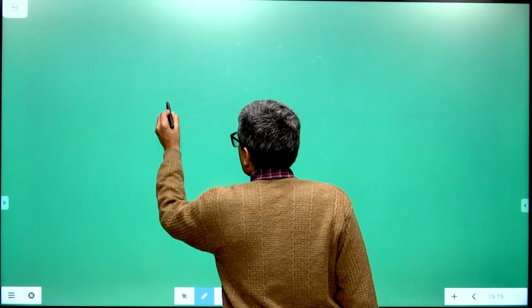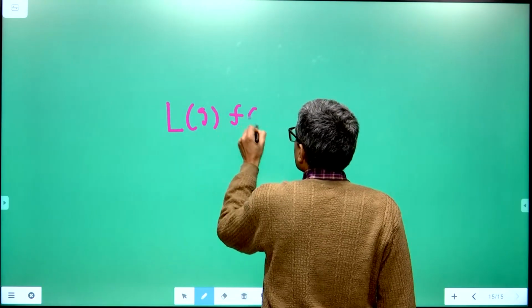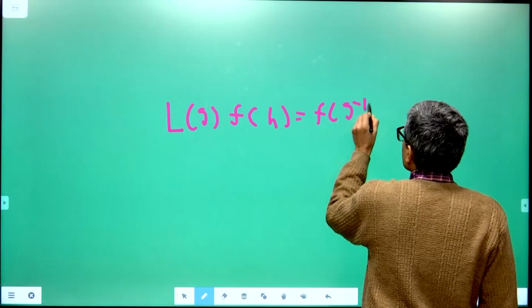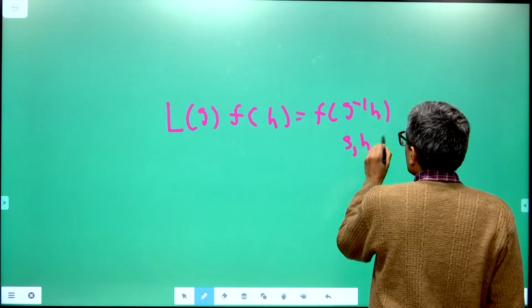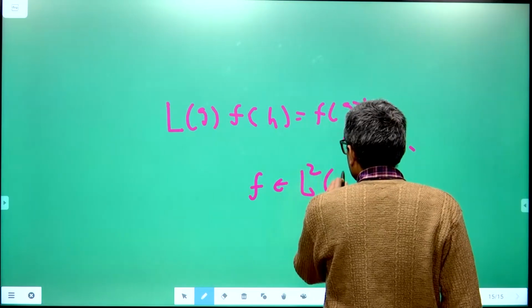Now you see the following. You take the left regular representation. What is the left regular representation? L g acts on f at h to give f at g inverse h, where g and h belong to the group G, and f belongs to L2 of G with respect to the Haar measure.